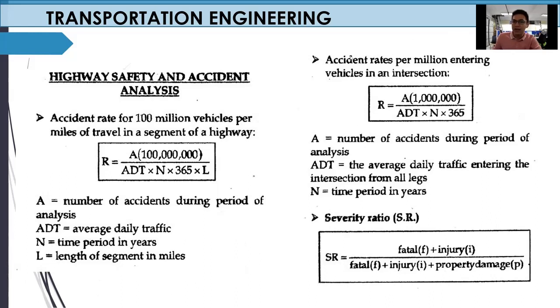So, how about if yung hinahanap natin is rate per million? So, imbes na 100 million yung i-multiply mo, magiging 1 million lang siya. Then yung sa baba natin is walang multiplied by L. So that would be A multiplied by 1 million divided by ADT multiplied by N times 365. Ayan. So same pa din, A natin is number of accidents during period of analysis. ADT natin is average daily traffic entering the intersection from all lanes. Then N is yung time or time period in years.